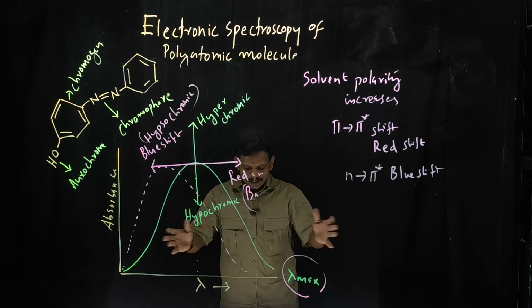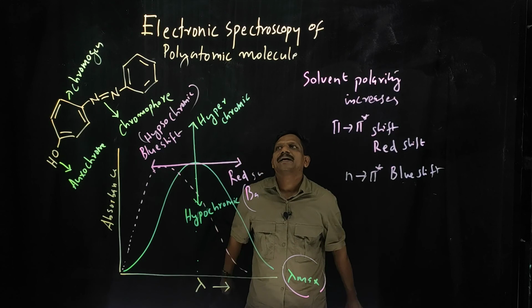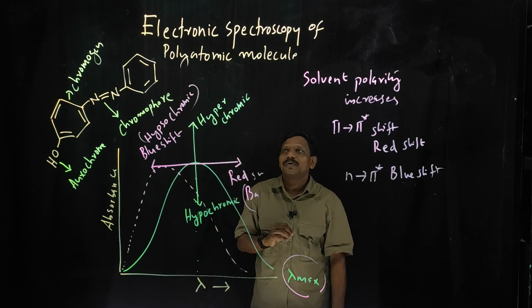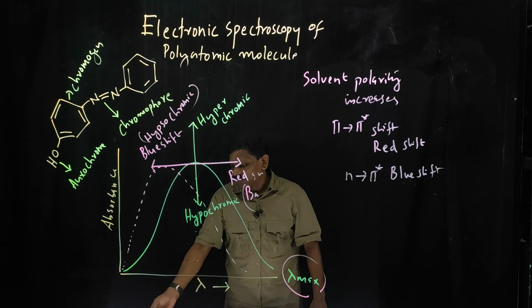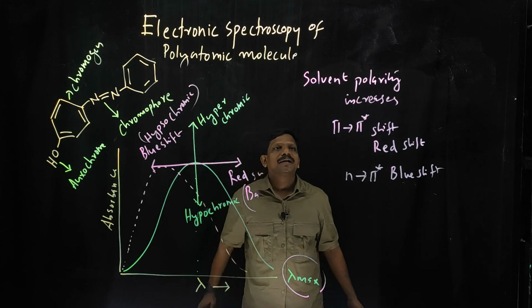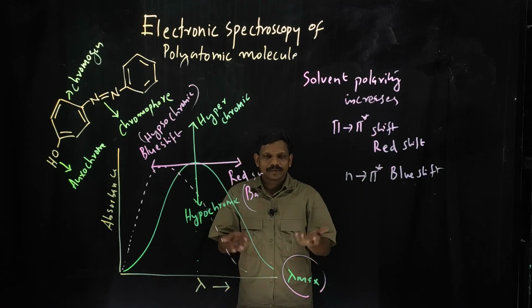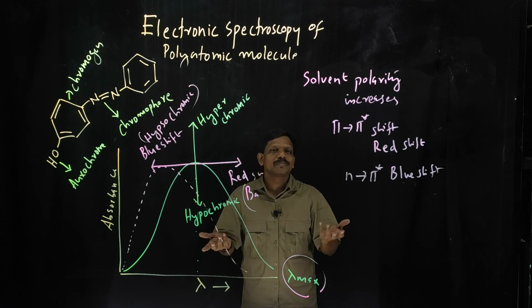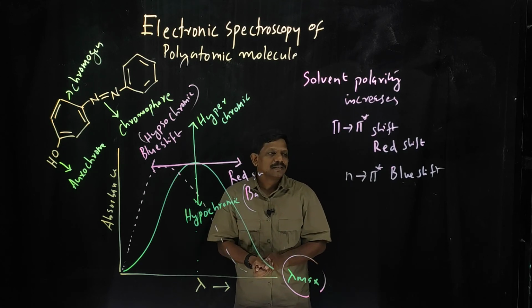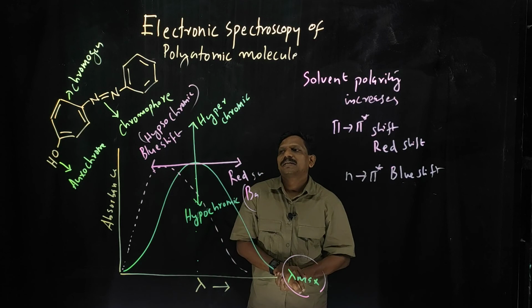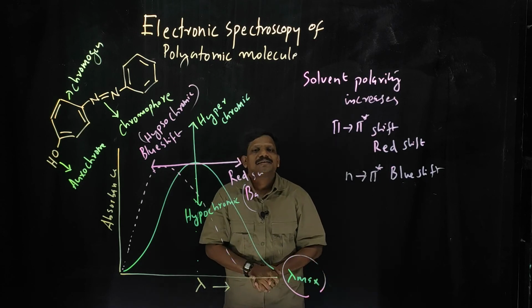So these are some preliminary ideas about the electronic spectroscopy of polyatomic molecules. Please read it well, then please do more and more examples. Then I think you will be thorough with all this subject. Okay, thank you.